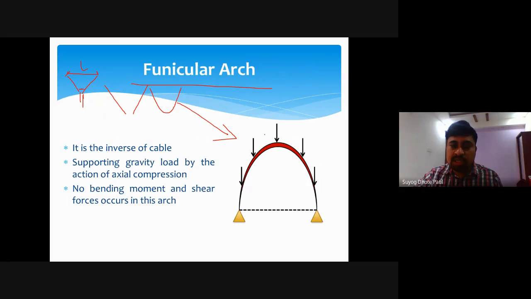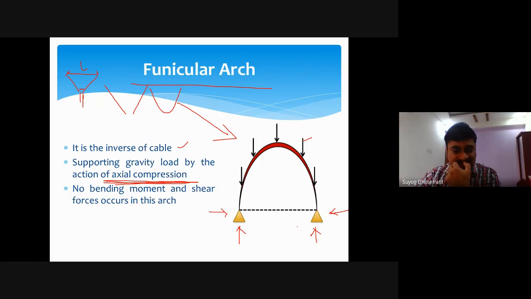Again, these are the external loads acting on this funicular arch. This is the inverse of a cable, supporting gravity load by the action of axial compression. This is axial compression because this is a hinge support, and at a hinge support two reactions are there: one vertical reaction and one horizontal reaction. Again this hinge support has one vertical and one horizontal reaction.